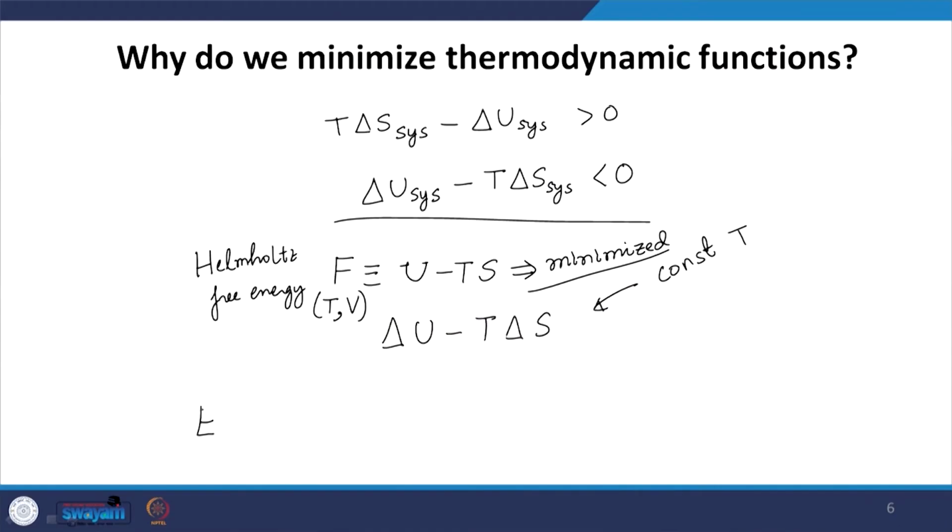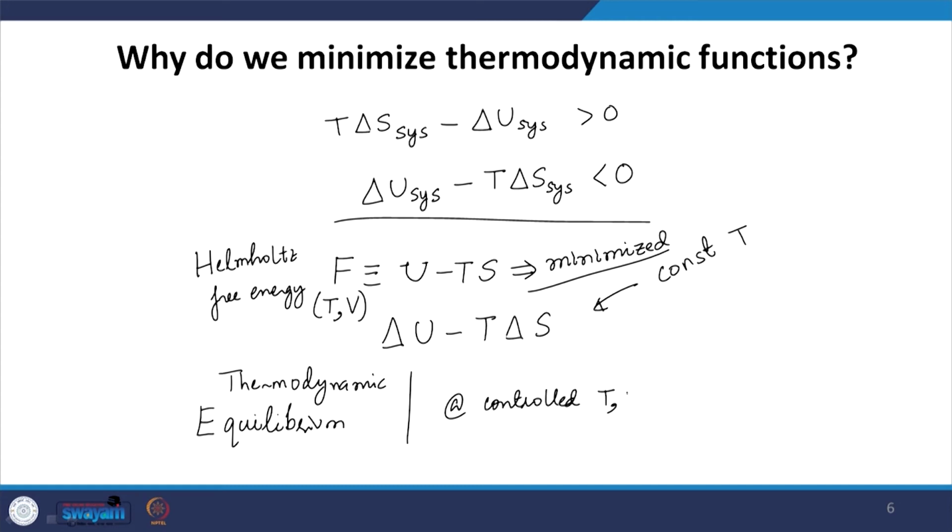So, the thermodynamic equilibrium at controlled temperature and volume is given by the minimum of F. That tells the tendency of the process.